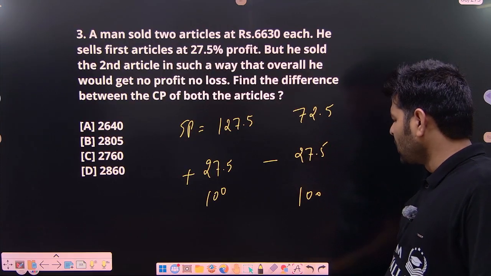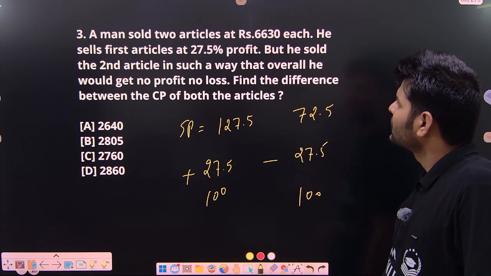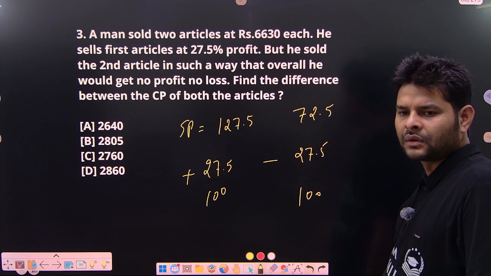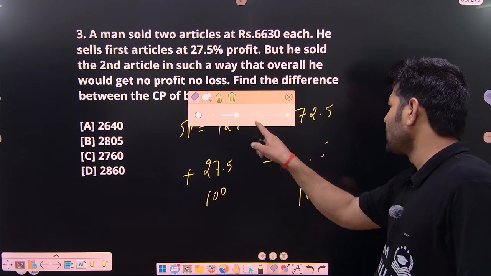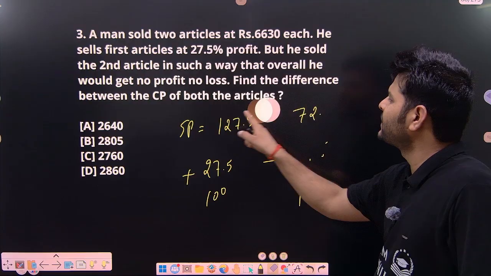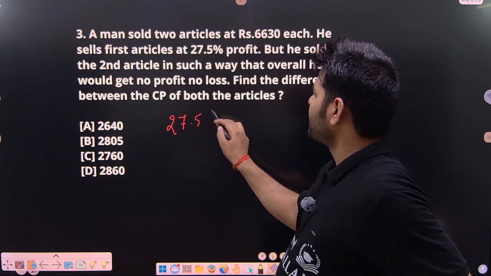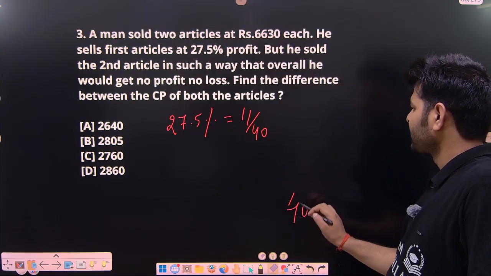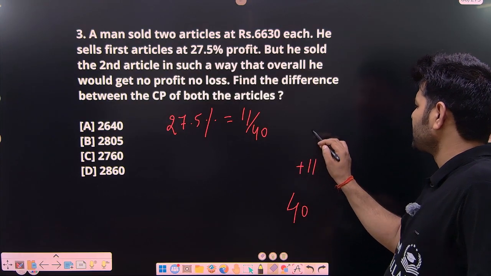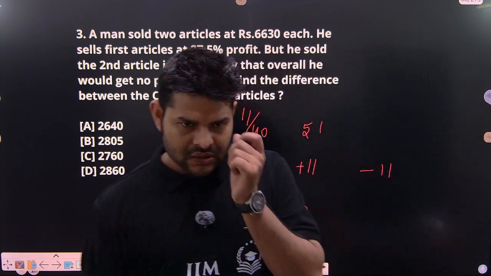72.5. Now we need to get the condition fulfilled. The condition is: the percentage of 27.5 by the fraction value would be 11 by 40. So basically 27.5 percent would be 11 by 40. That means 40 is your CP, 11 is profit, SP would be 51. In the second condition, 11 is loss.